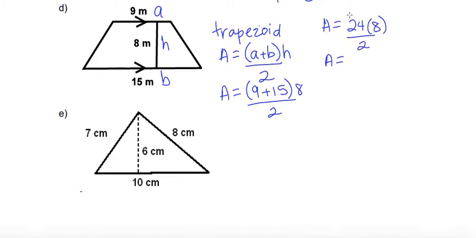I'm going to simplify my numerator first. So I'm going to take 24, I'm going to times it by 8. That gives me 192. I'm going to divide that by 2 for my last step. So 192 divided by 2 is 96. My units are meters, and because it's area, I need to square that.